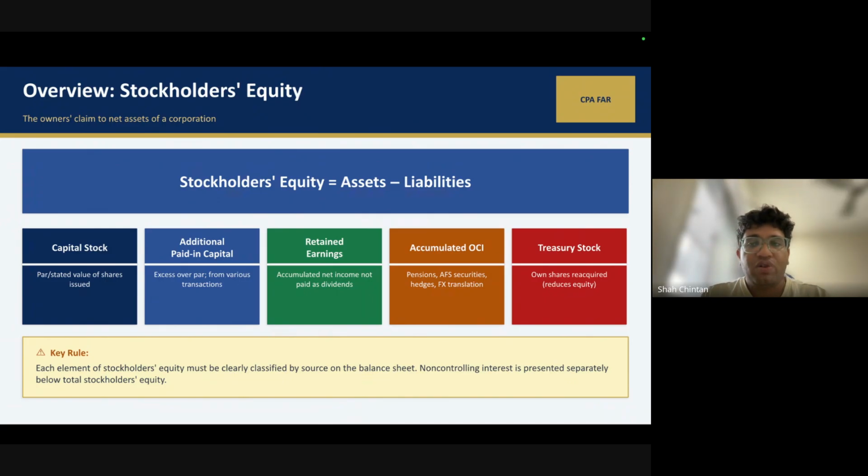And last but not least, you have treasury stock. Treasury stock, which means the stock which a company has bought back, is always shown as a negative figure. You can have a cost method, you can have a par value method. Both the methods we are going to see. Now, the key rule: each element of the stockholders' equity must be clearly classified on the balance sheet. Now, there could be a non-controlling interest. We will park this point right now; we will see it during the consolidation. But if there is a non-controlling interest, it is separately presented in the equity section below the stockholders' equity. What that means, once we go to the consolidation, we will understand.